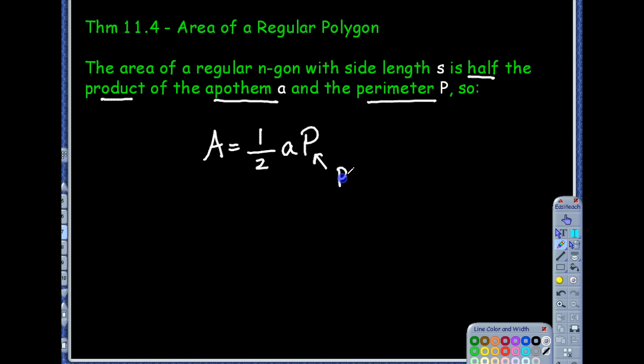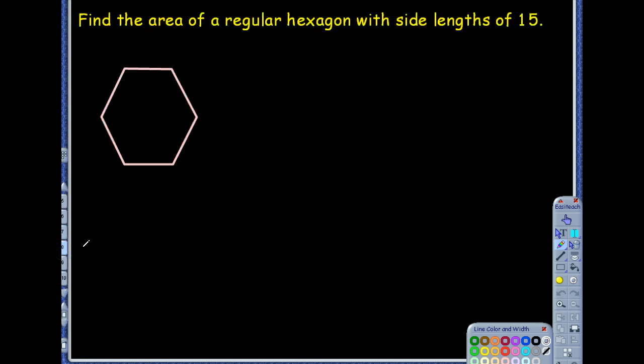So the capital P is the perimeter, not of the triangle, but of the regular polygon you're finding the area of. All right? And in the polygon, the apothem is basically the height of your triangle. Okay? So just keep that in mind. So we're going to try some examples.